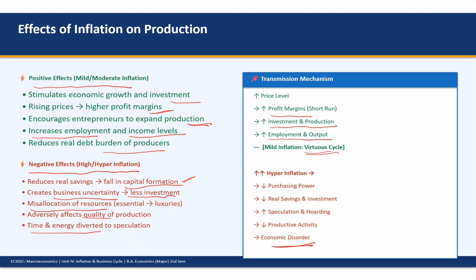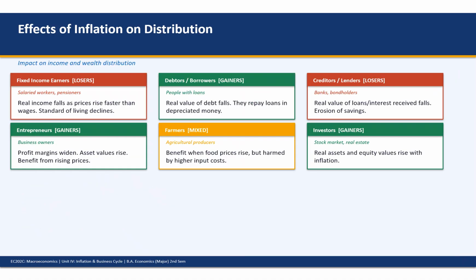So, the main point of this whole discussion is that inflation is not always equally harmful. Mild inflation may support growth, but excessive inflation reduces productive capacity and creates economic disorder. Now, let us discuss the effects of inflation on distribution. I will explain how inflation changes the distribution of income and wealth among different groups in the society.